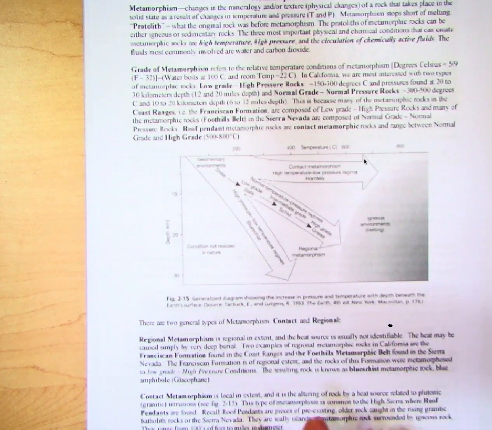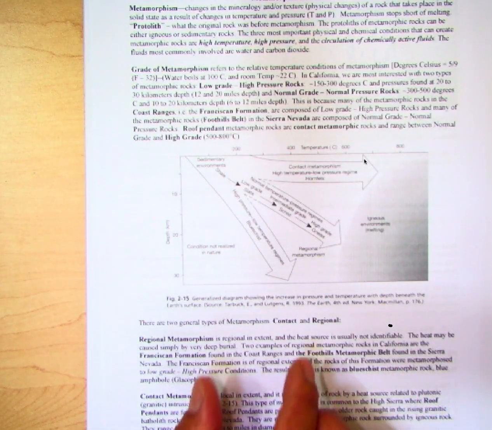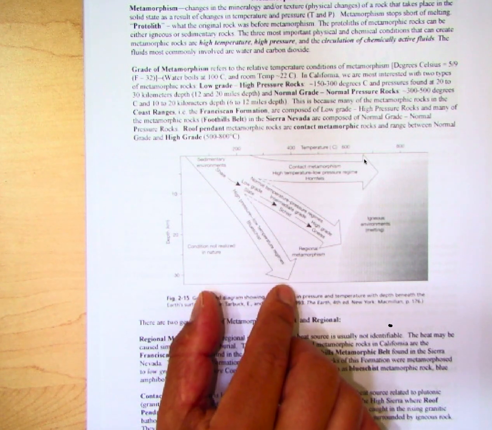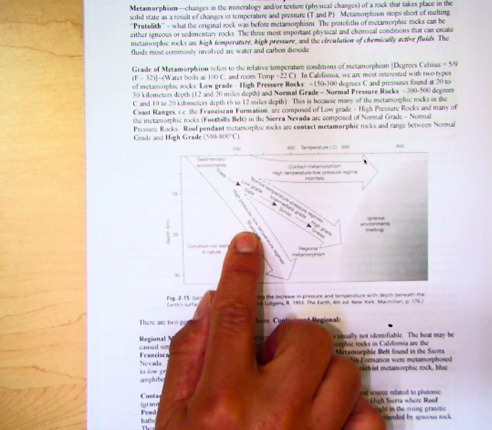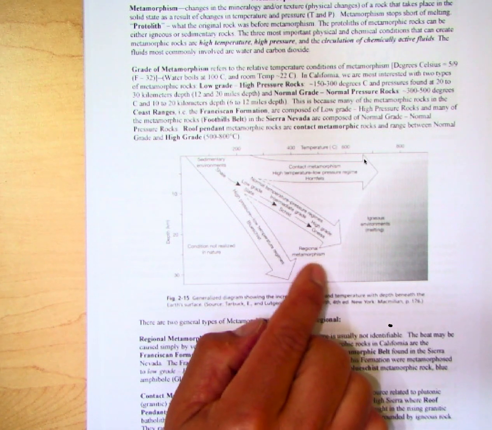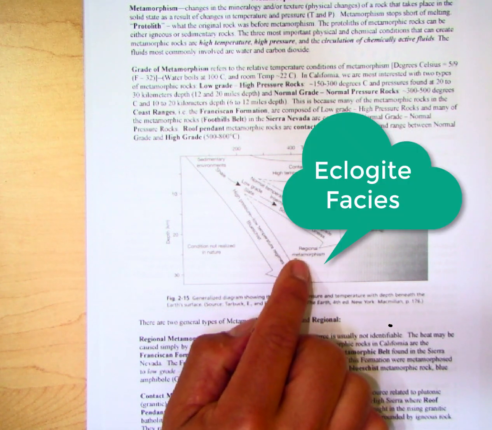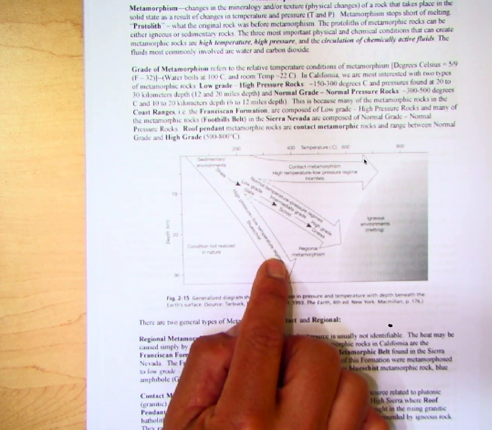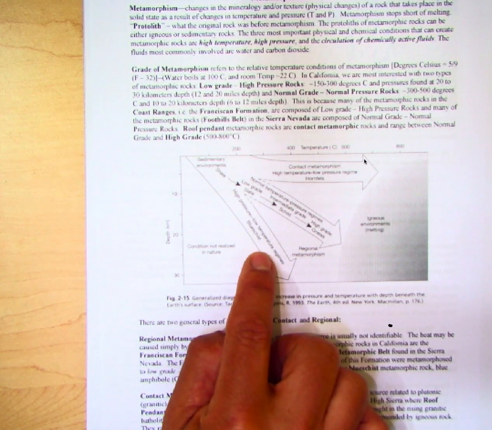And then finally, the third path is where you stay relatively low grade, low temperatures, but you go to pretty high pressures. And so we call that blueschist facies. And blueschist facies occurs only in subduction zones. You can see there's another region that's not quite shown here, called eclogite. And eclogite is related to blueschist, but it has a little bit more temperature. But really, blueschist is a lower grade, high pressure metamorphic rock.